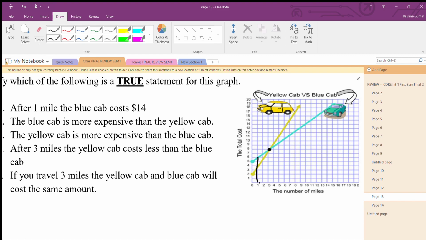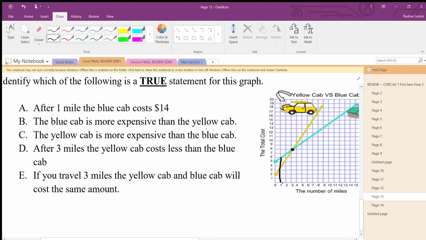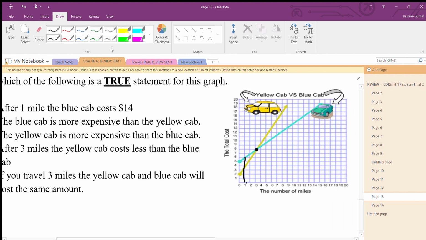I'm going to scroll over real quick. Okay. The blue cab is more expensive than the yellow cab. Let's see. The blue cab is more expensive than the yellow cab, but only right here. So letter B isn't true.